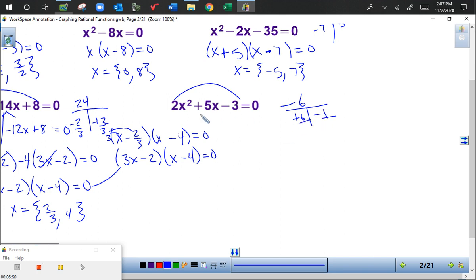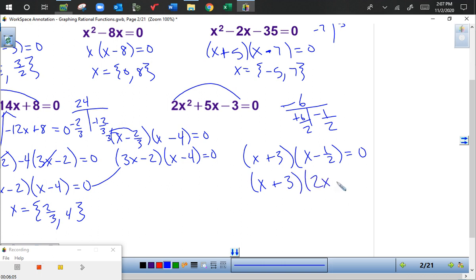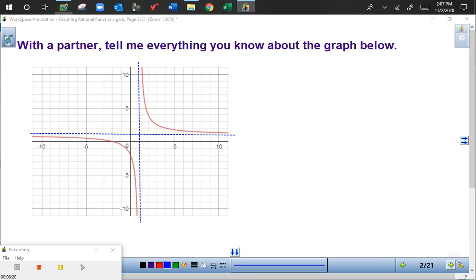And then I'm going to divide away the a value, so then I have x plus 3 and x minus 1/2, but I do need to fix this by multiplying by that denominator, which comes up with 2x minus 1 for my factored form. Then my x values are -3 and positive 1/2 to finish out there. Okay, that's going to help us with what we're doing today.